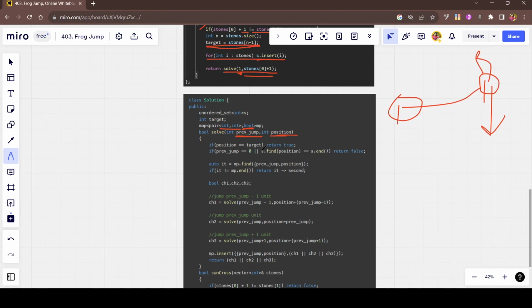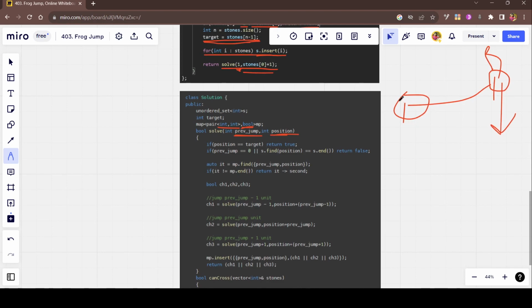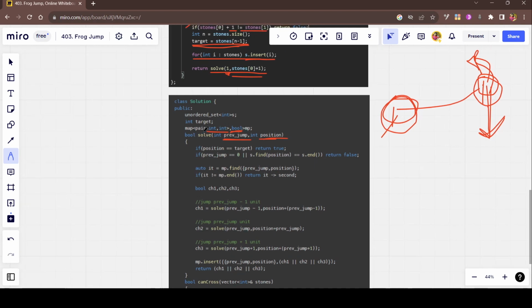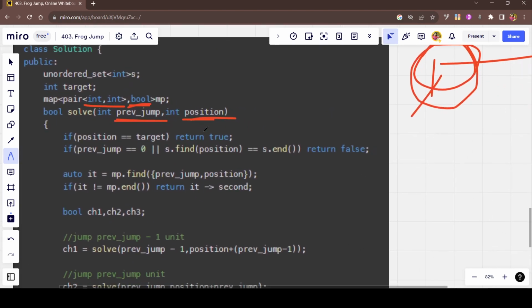That is the intuition behind dynamic programming: if you previously solved a problem and again face that problem in another branch, don't go deep down. You have calculated the answer previously, so just return that answer from your stored data structure.